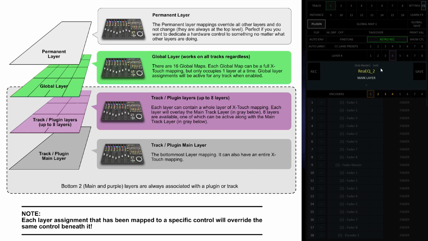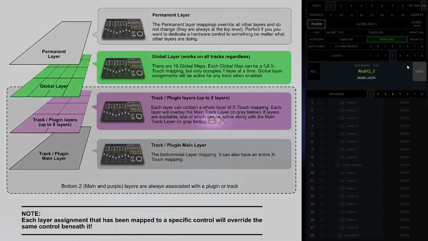Likewise, for the main and additional purple layers, we have a save button down here, which again, if you go into the assignment properties and make any changes, this save button will light up white to indicate that the template is dirty and for you to save any changes should you need to.